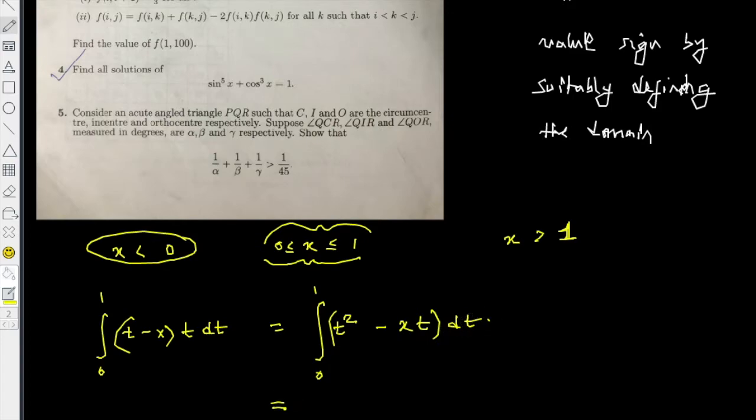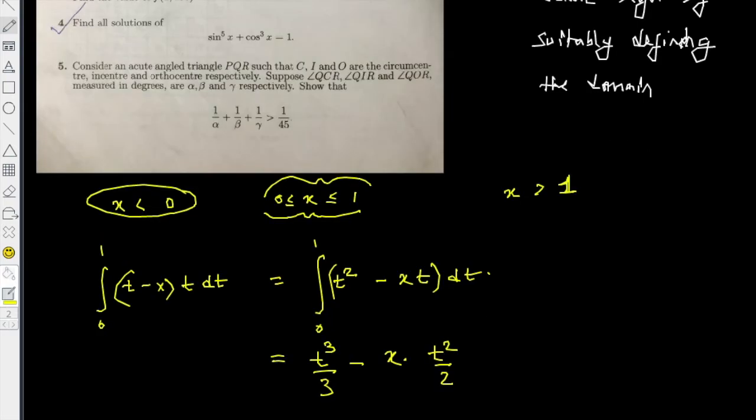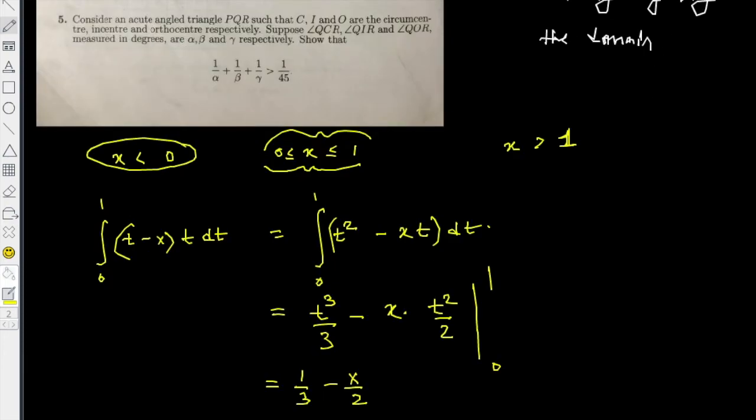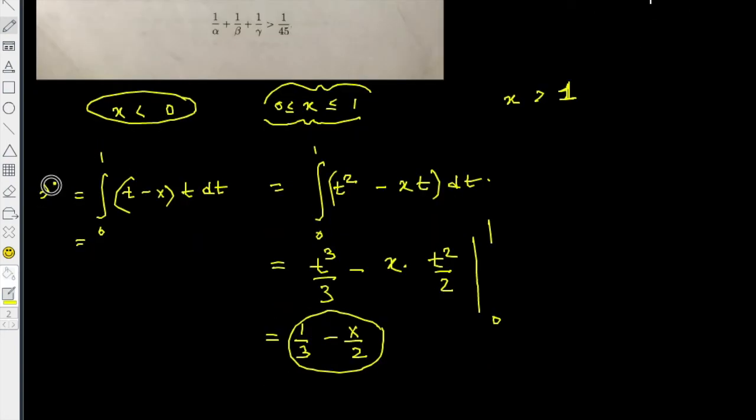So if we integrate it, we will get t cubed by 3 minus x times t squared by 2, from 0 to 1. And if you plug in 1 and 0, you will get 1/3 minus x by 2. And of course, plugging in 0 would not give you anything particularly interesting. So this is the function f of x for x less than 0.